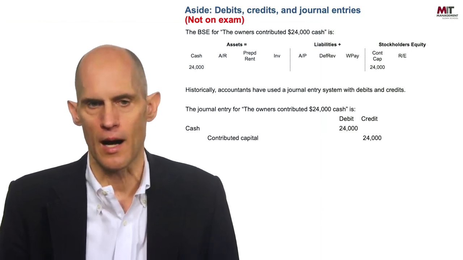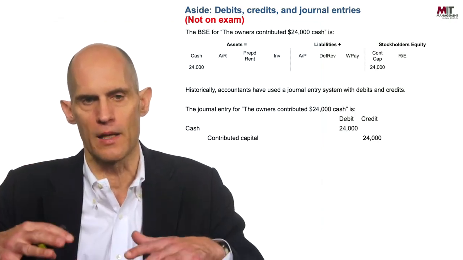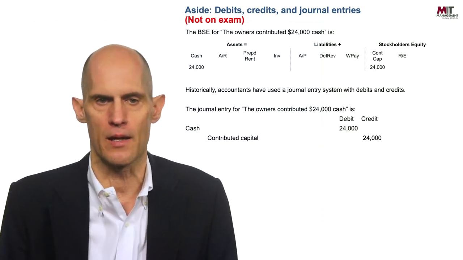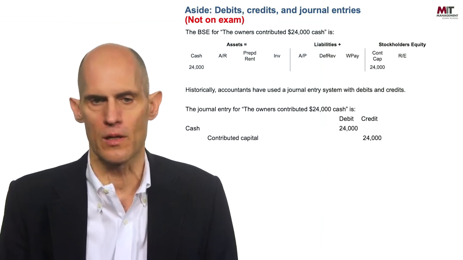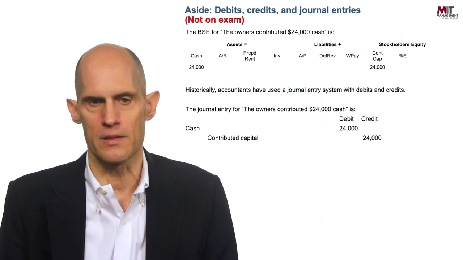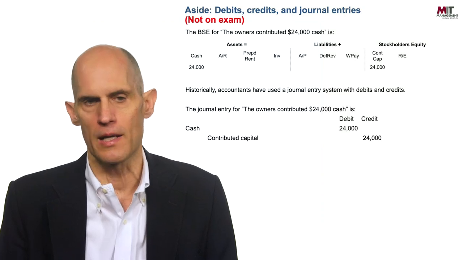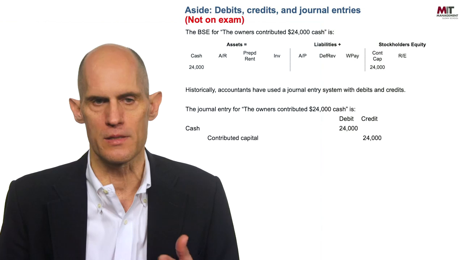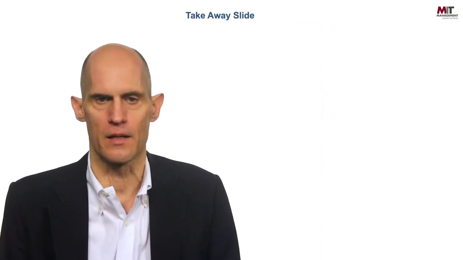The reason that we use our system, the balance sheet equation, is the balance sheet equation is very friendly with Excel spreadsheets, and you can use an Excel spreadsheet to do your accounting in a very transparent way, whereas if you try to do this with a journal entry system, it becomes more confusing. So this is not on the exam. We're going to be using the balance sheet equation system throughout the whole semester, but I do want you to understand that there is this alternative system, which is debits, credits, and journal entries, as an aside.